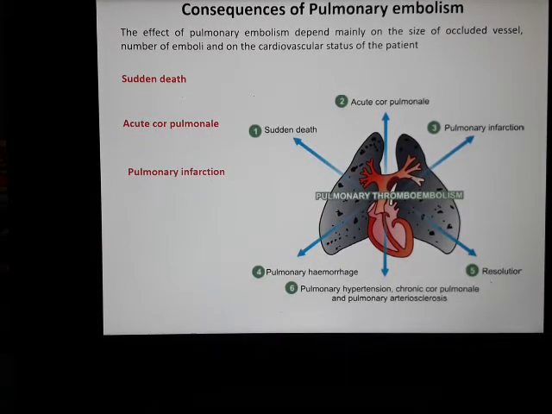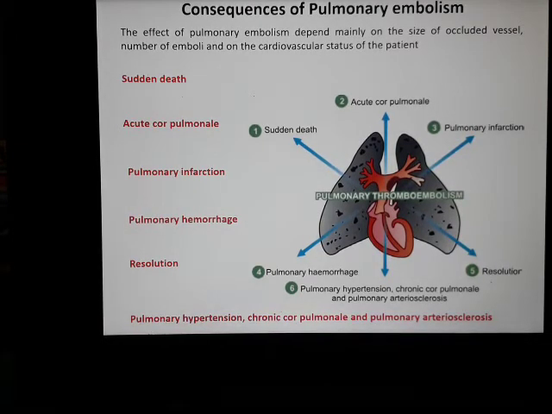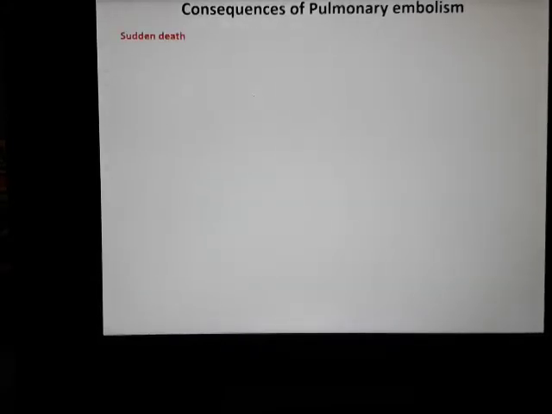Pulmonary infarction may be there. Then there may be pulmonary hemorrhage, and if, due to fibrinolytic activity, the emboli are dissolved, that is called resolution. And finally, if the emboli are organized, that may lead to pulmonary hypertension, chronic cor pulmonale, and pulmonary arteriosclerosis. So now I will go through them one by one. The first consequence was sudden death.